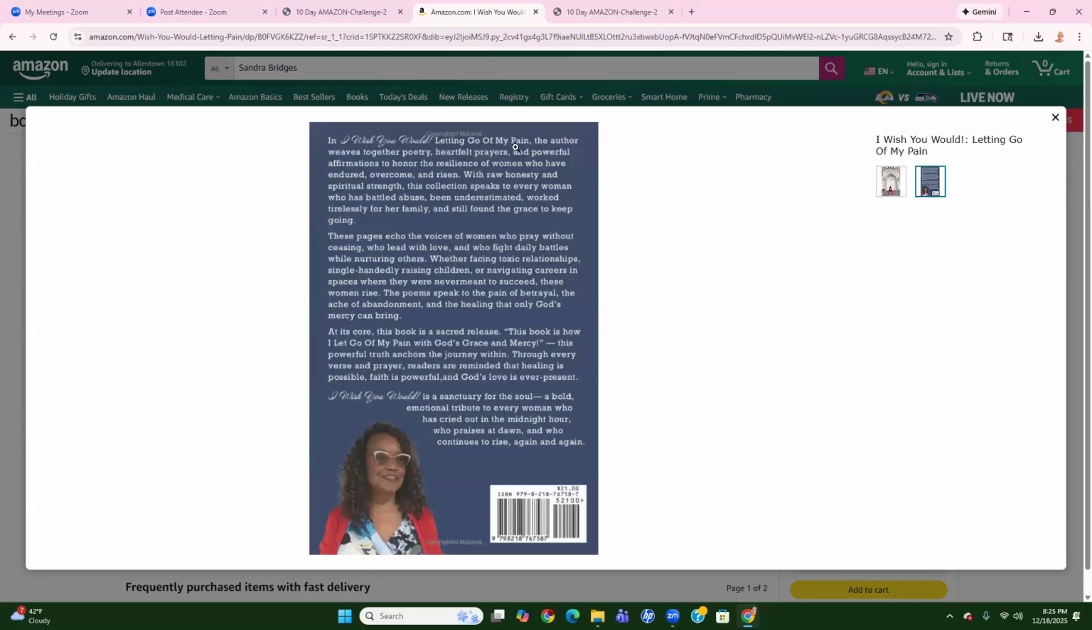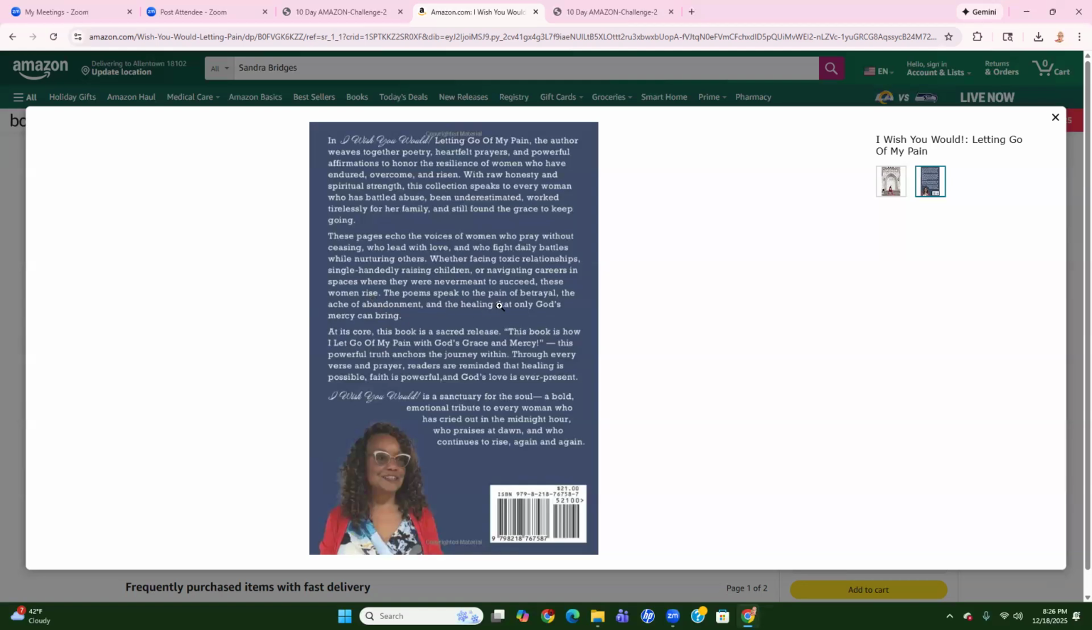In I Wish You Would, Letting Go of My Pain, the author weaves together poetry, heartfelt prayers, and powerful affirmations to honor the resilience of women who have endured, overcome, and risen. With raw honesty and spiritual strength, this collection speaks to every woman who has battled abuse, been underestimated, worked tirelessly for her family, and still found the grace to keep going. These pages echo the voices of women who pray without ceasing, who lead with love, and who fight daily battles while nurturing others. Whether facing toxic relationships, single-handedly raising children, or navigating careers in spaces where they were never meant to succeed, these women rise.